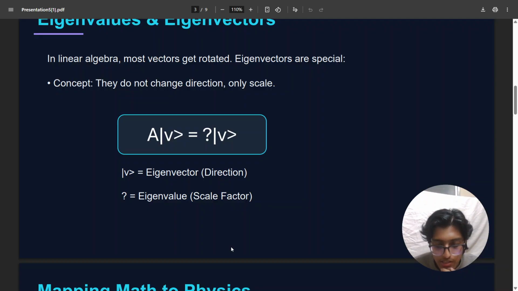Usually it gets knocked off course, it rotates and changes direction. But there are special stubborn vectors that refuse to rotate. When the matrix hits them, they stay pointing in the exact same direction. They only get stretched or shrunk. These are the eigenvectors. The amount they stretch or shrink is just a number. That number is the eigenvalue, denoted by lambda.